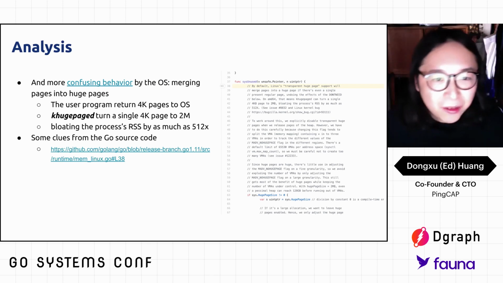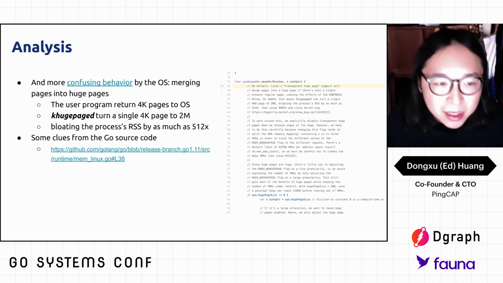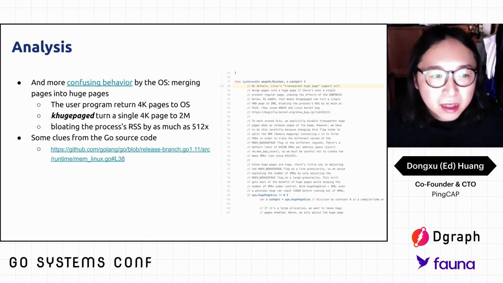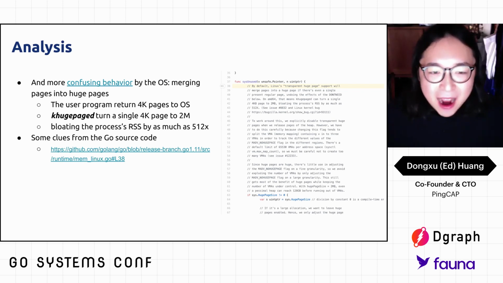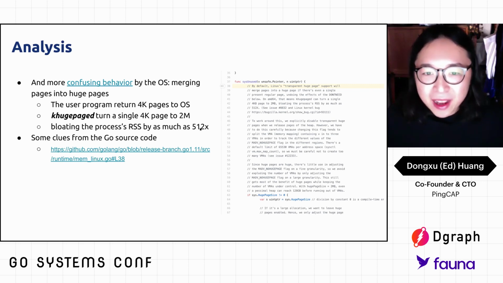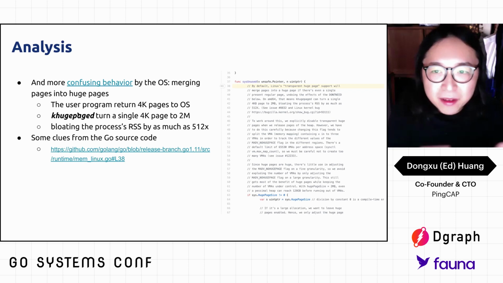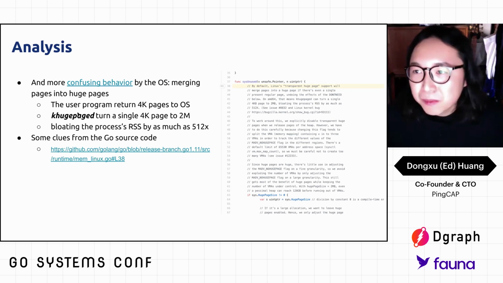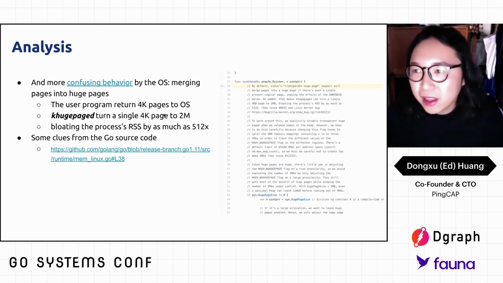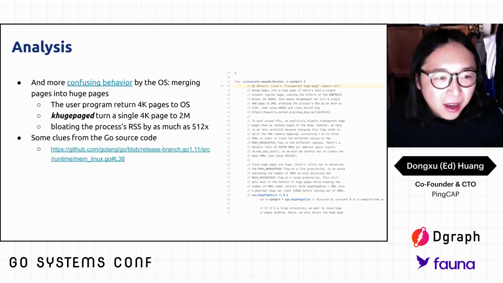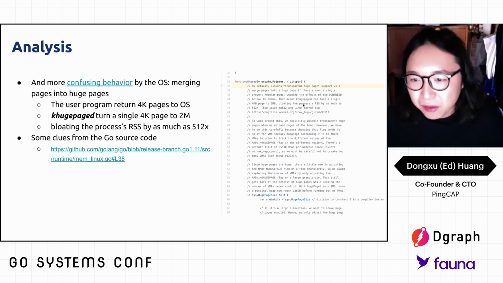So that means the merging process may bloat the process RSS by as much as 512 times larger than your 4K. For example, this program may allocate a 2 megabyte buffer just for 4K pages to merge them into one page. We see some clues from the Go source code here. Okay.